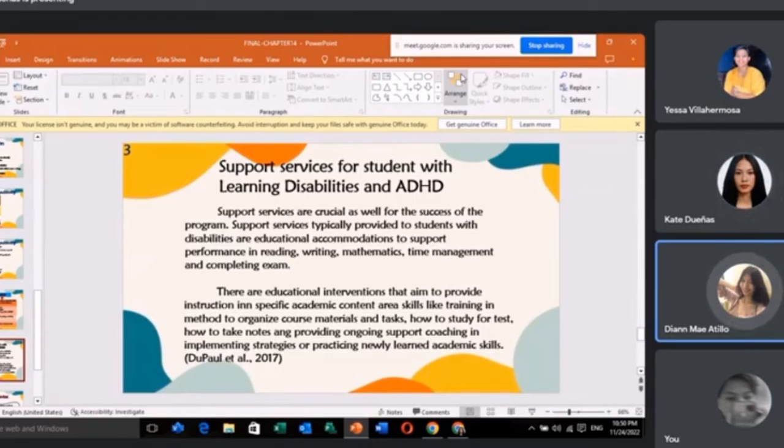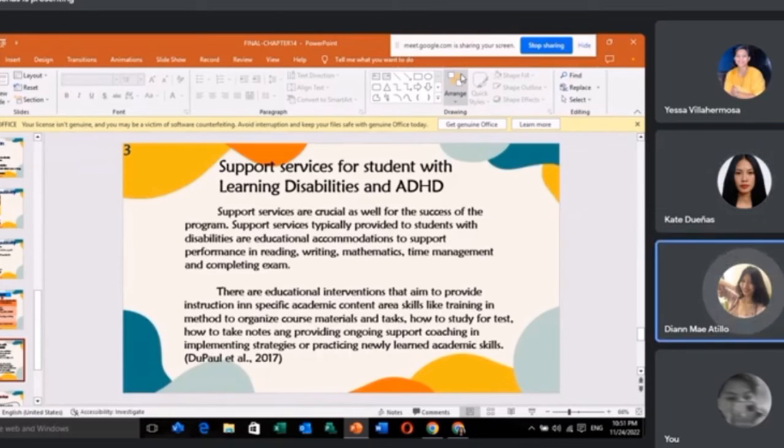Support services typically provided to students with disabilities are educational accommodations to support performance in reading, writing, mathematics, time management, and completing exams. There are educational interventions that aim to provide instruction in specific academic content areas, skills training, and methods to organize course materials and tasks, how to study for tests, how to take notes, and providing ongoing support coaching in implementing strategies or practicing newly learned academic skills.